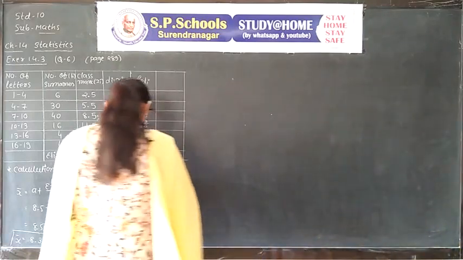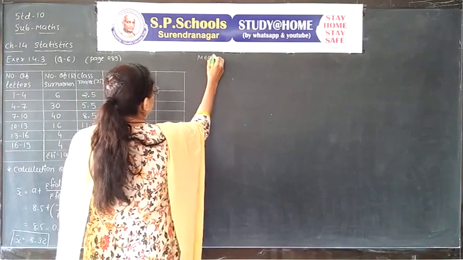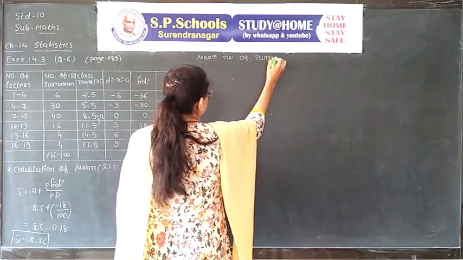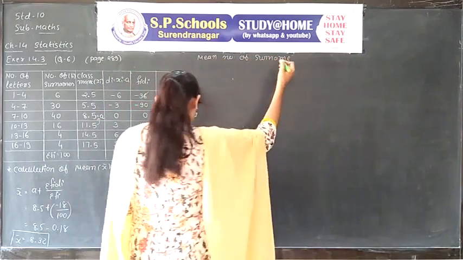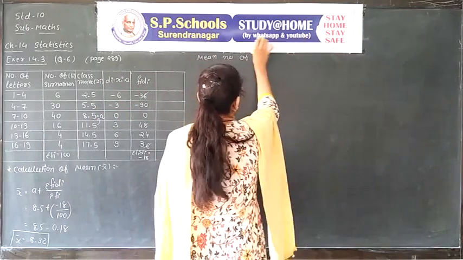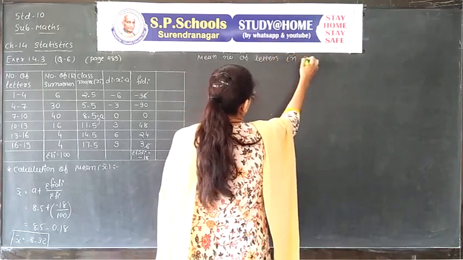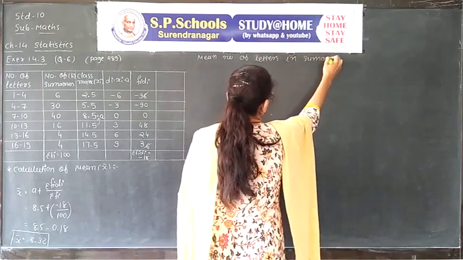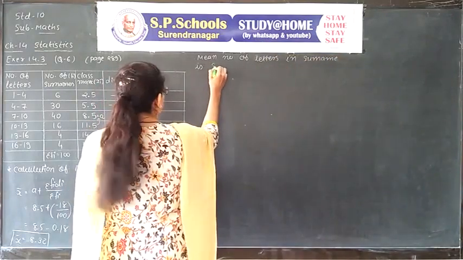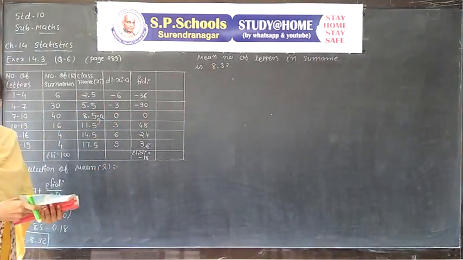Then we write the answer here. Therefore, the mean number of letters in the surname is 8.32. Hence the calculation of mean is completed.